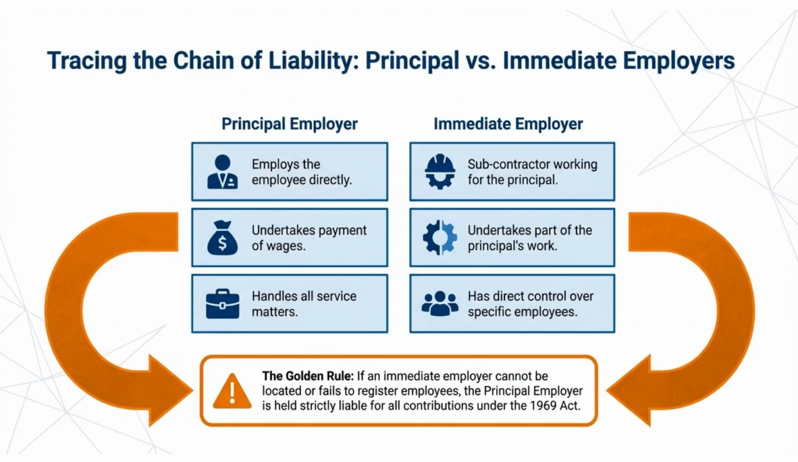The SOCSO scheme classifies employers into 2 categories. The principal employer is the party who has employed the employee directly, undertakes the payment of wages, and handles all service matters. The immediate employer, by contrast, is someone who works for a principal employer or undertakes part of the principal employer's work through a subcontract. The immediate employer has direct control over the employees he employs. Both categories of employer who employ one or more employees are required to register and contribute monthly for all employees.